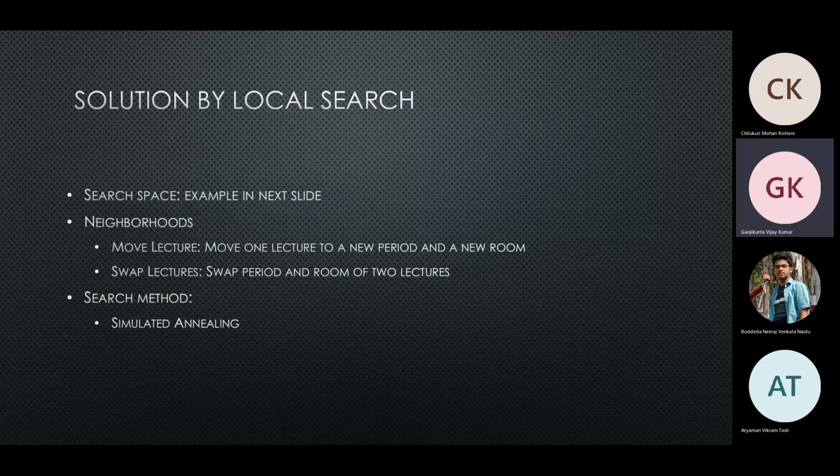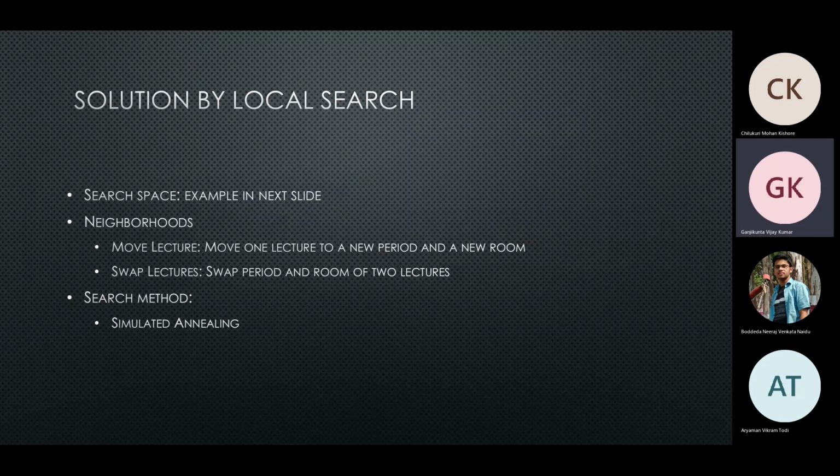Now we have to define neighborhood. What is neighborhood? For this problem, we are defining two types of neighborhoods. Move lecture: move one lecture to a new period and a new room, like moving AFA NR 121 8 to 10 to AFA NR 321 10 to 12. This is a neighbor of the first one. Swapping lectures is also considered another neighbor, like swapping the period and room of two lectures, like NR 121 8 AFA is swapped with NR 421 ML. In this way, we are defining neighborhood.